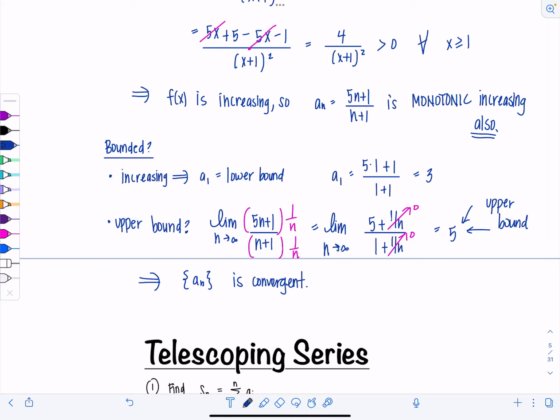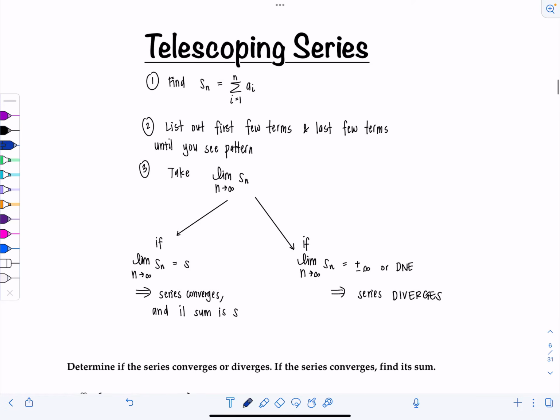Okay, now let's get into series. That's all we talk about sequences. First kind I want to talk about are telescoping. Telescoping series are when you find S_n, the nth partial sum, and you list out the first few terms and the last few terms until you see a pattern, and a bunch of stuff in the middle is going to cancel. That's why it's telescoping, because it can collapse, like when you take a telescope and collapse it. When you take the limit as n goes to infinity of S_n, if you get a finite number S, that's actually the sum of the series.